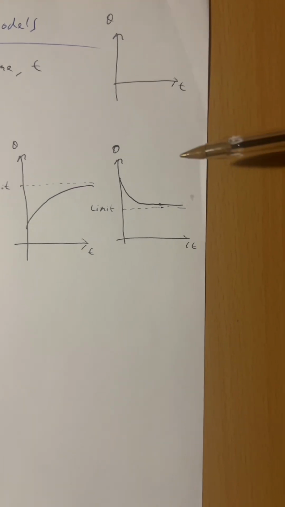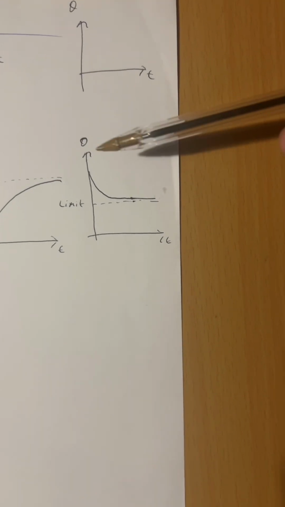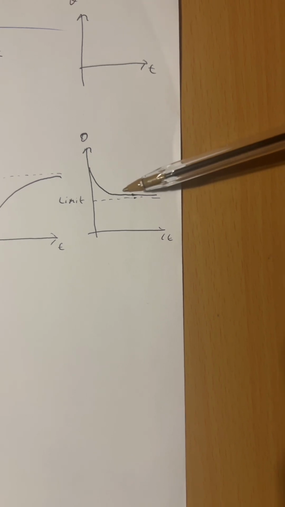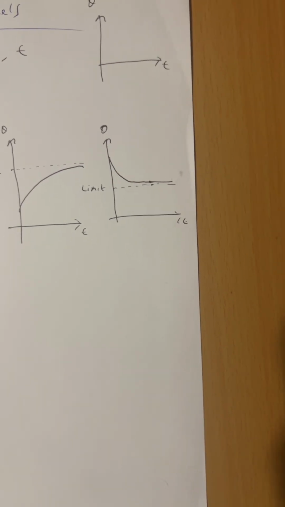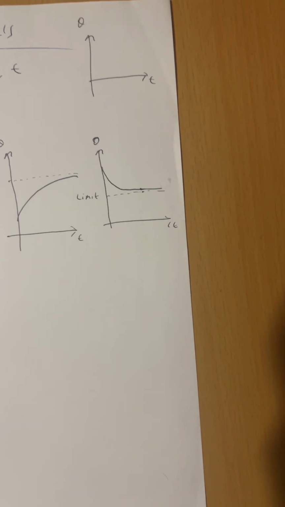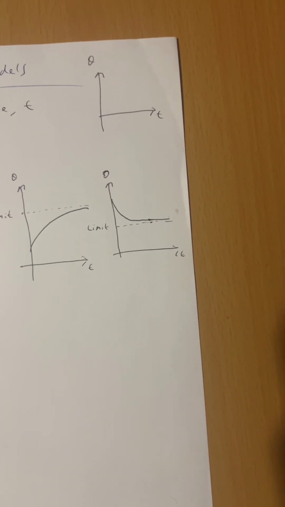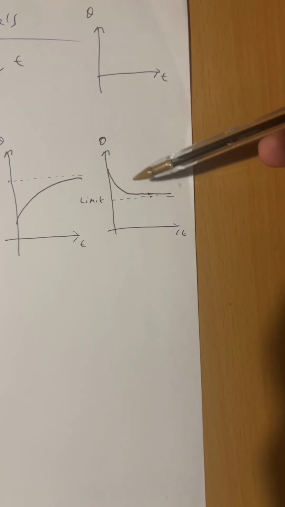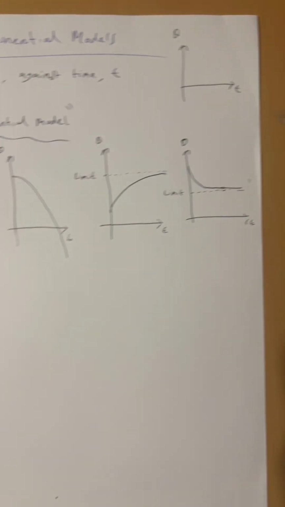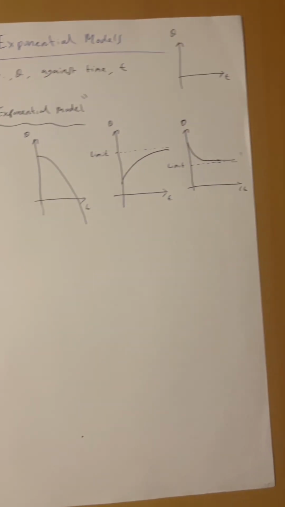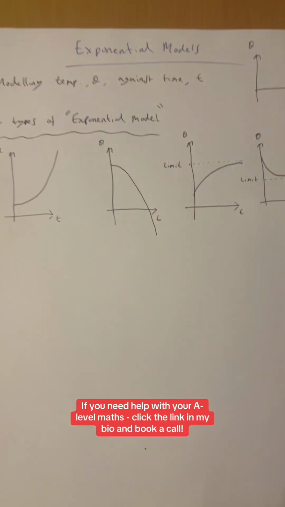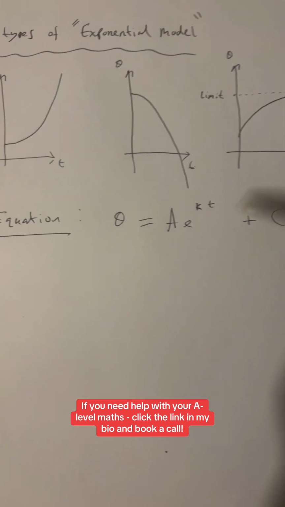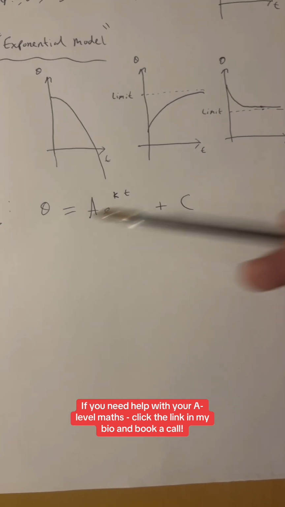And lastly, you could have an exponential model that looks like this, where your temperature is just cooling and it's cooling to this limit. So a good example of this would be like a cup of tea. So you've got a boiling cup of tea, you leave it on the table and it's just going to cool down to room temperature. So that limit would be room temperature. So those are the four types of exponential curves you can have in these modeling questions. So now the general equation for an exponential model is this here.